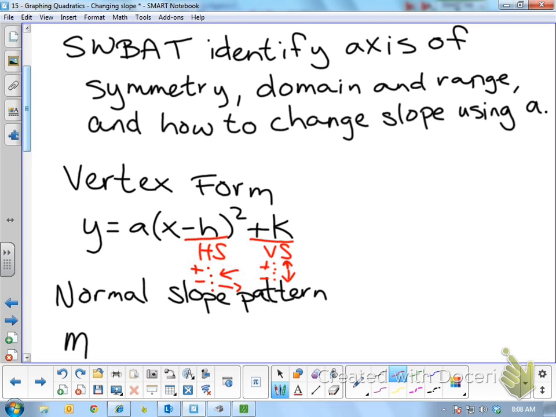What's that saying? Axis of what? Axis of symmetry. What's after the M? S-Y-M-M-E-T-R-Y.